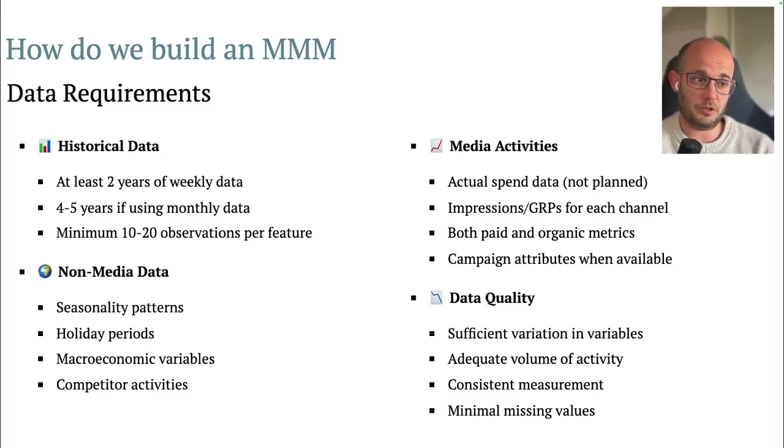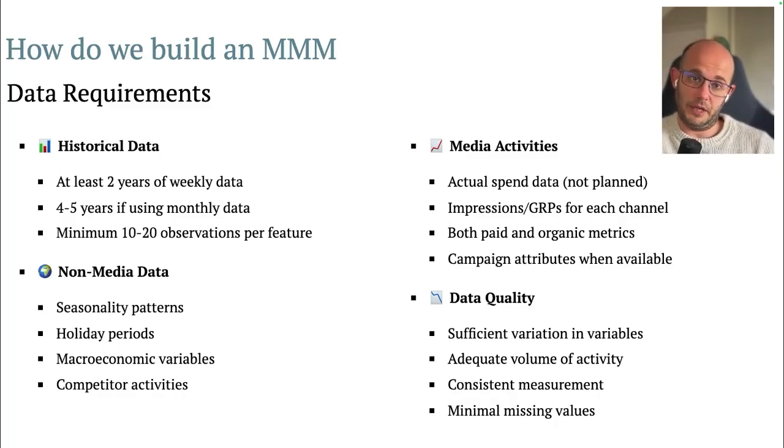First is consistent measurement. Second is minimal missing values, but way more important, and that's why it's on the top, you need an adequate volume of activity and sufficient variation in the variables. And this part is really important and often is missed. A regression model can predict and evaluate the relationship between variables if there is variation in them. Because you can think of a regression model trying to understand which channels are moving your sales when.